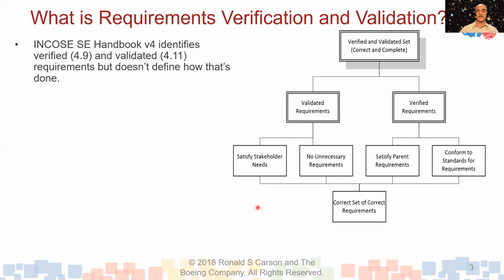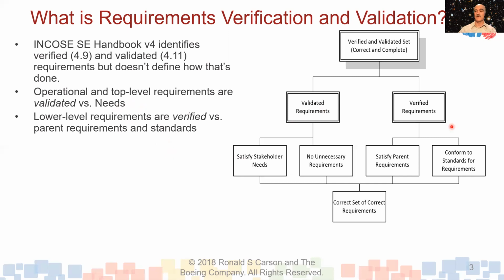Validated relates to what the stakeholder needs are. So this is viewed from the perspective of the various stakeholders. Verified is more specific with respect to being able to check with respect to requirements. So we've decomposed verified requirements, meaning they satisfy the parent requirements and they conform to standards for all requirements, whereas validated requirements satisfy stakeholder needs and there's no unnecessary ones. So we think about validation in terms of operational use and top-level requirements that are validated versus needs. And then the lower-level requirements are verified versus the parent requirements and standards.